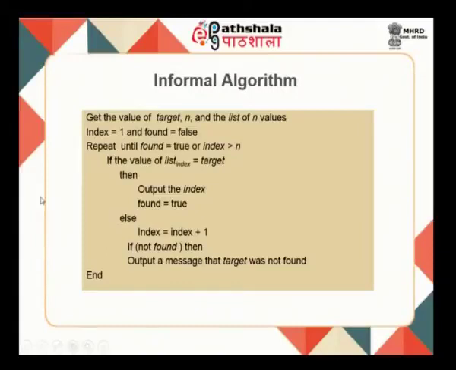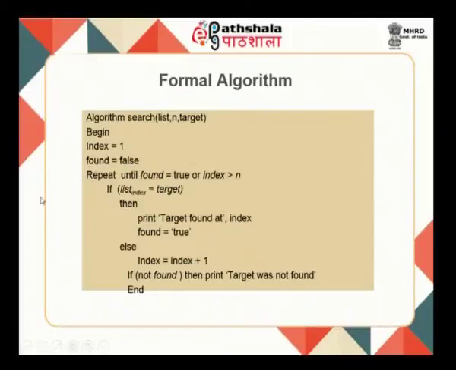So, under this condition I am going to test the target with all the elements of the array, and if the element is equal, then I am outputting the index, and also I am setting the variable found to true. Otherwise, I am just incrementing the index. So, you can see exactly this is converted into a formal algorithm like this. So, you can check the formal algorithm now.